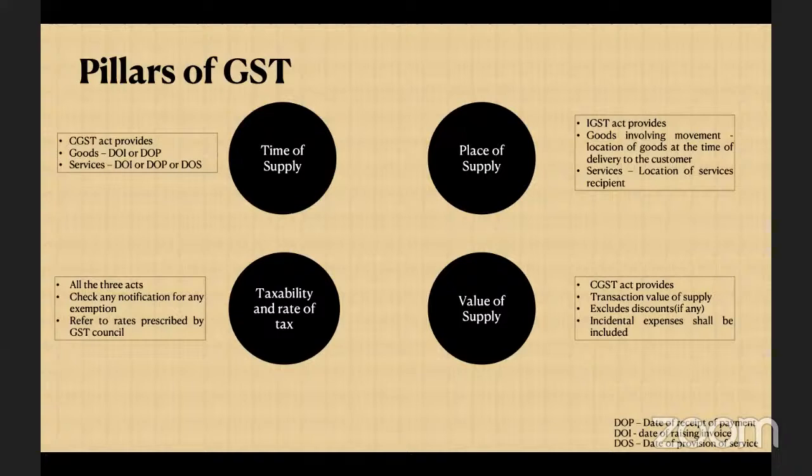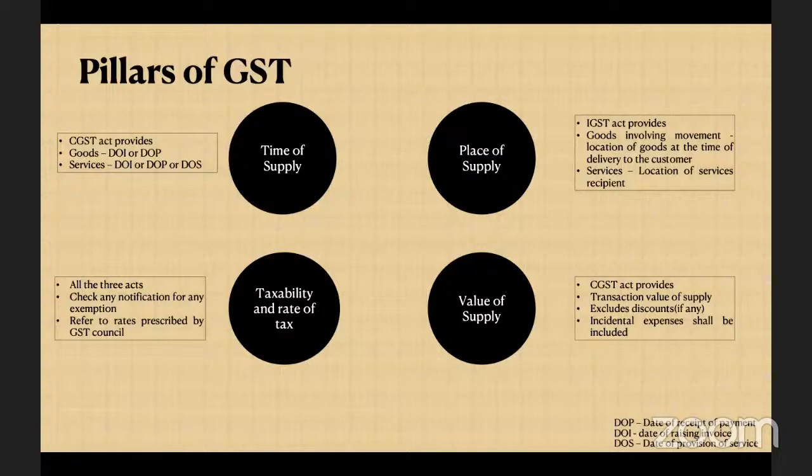First, on to time of supply. As we had understood, the time of supply rule helps us determine at what point in time in the transaction I need to pay tax to the government. Now it has its own rules separately for goods, and separate rules for services.